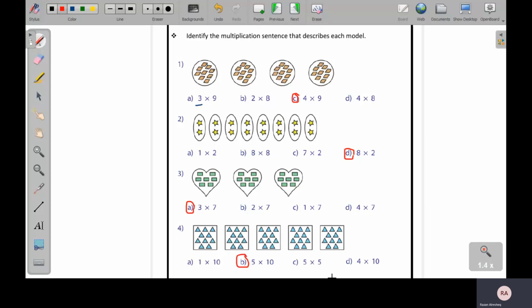So always read all your options. Another way you can do is you can cross out any option that you think isn't correct so that you know what you're left with. All right? So this was identifying the different multiplication sentence by looking at the modeling form.